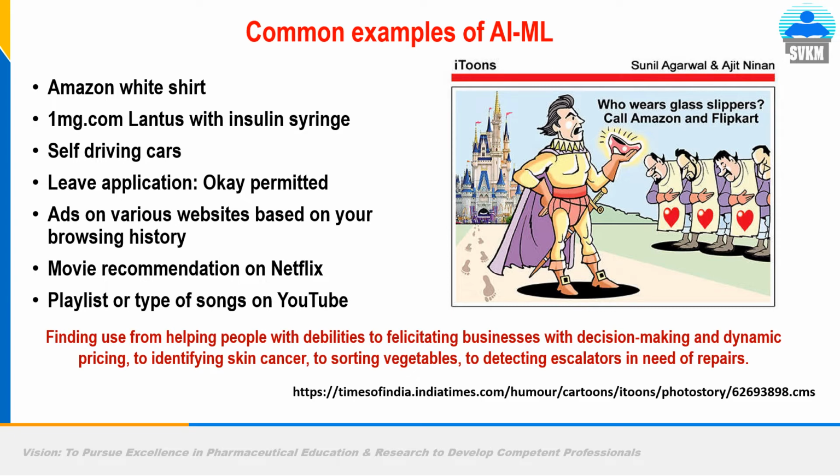Then the best example is the autonomous car, the driverless or self-driving car. It is again using a deep learning type of system. Then the leave application: suppose you write an application to your boss or employer, saying sir, I am ill, so I will not be able to attend the office. Based on these keywords, Gmail suggests a few ready-to-use reply options for your boss, such as okay, permitted, get well soon, no issue, granted.